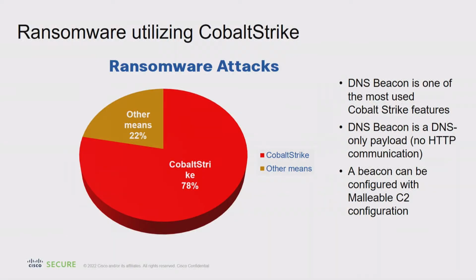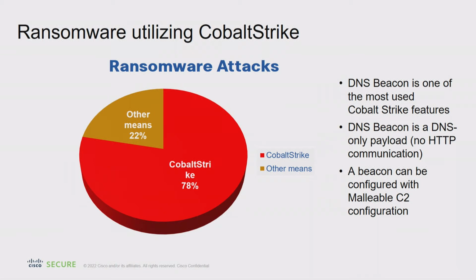Within the last 2 years, of the ransomware attacks I witnessed, we identified that 78% of them were using the Cobalt Strike framework. In most of them, DNS beaconing was utilized. The reason, once again, is that there is no HTTP-based communication, so it directly bypasses a lot of security controls. Second, the beacon can be configured with a malleable C2 configuration, so you can deploy multiple beacons within the same network and see which ones were blocked, so they never got out to the team server, and which ones actually got out.